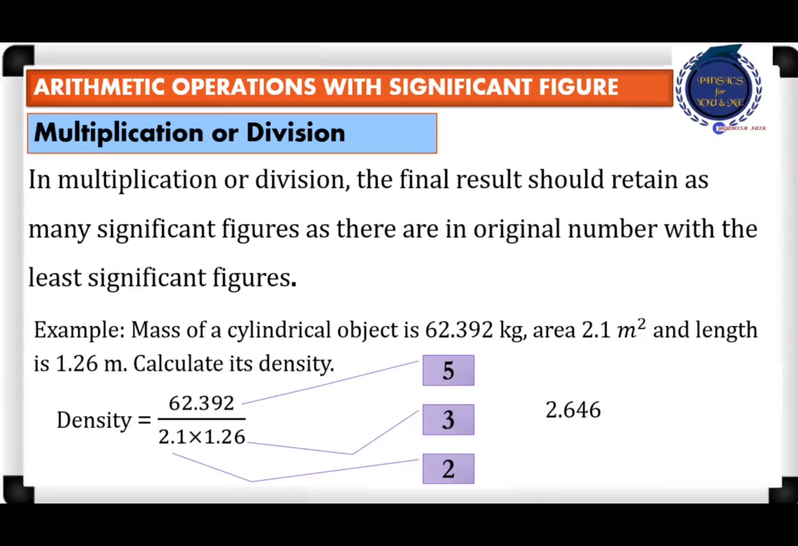According to the rule, among the 3 original numbers, the area has the least significant figures, that is 2. So the final answer must also have the same number of significant figures. That means the answer should contain only 2 significant figures. Therefore, the answer should be 2.6 kg per meter cube.